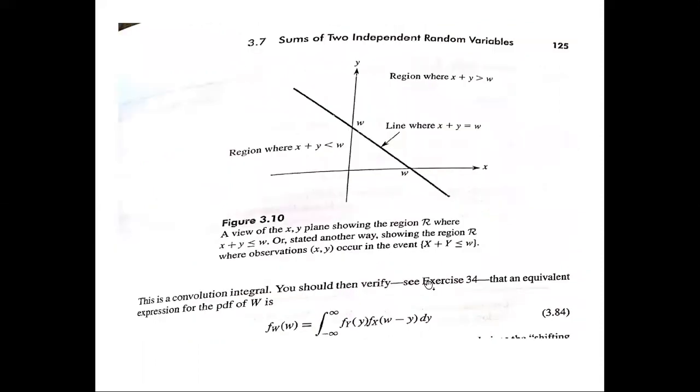And if I take the other way around, wherein I write minus infinity to infinity and minus infinity to w minus y, in place of minus infinity to w minus x, with dy dx, or if I take dx dy, then I am going to get the other function, f_Y(y) f_X(w minus y). This is the other convolution integral. Either of the two can be used. Either 3.84 or 3.83 can be used for the equation over here, and that just refers to the convolution integral.